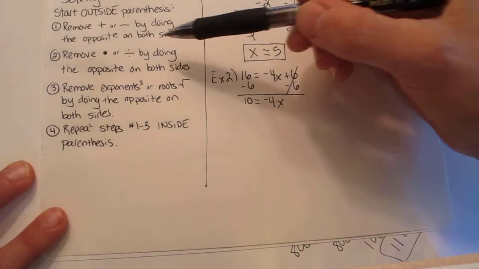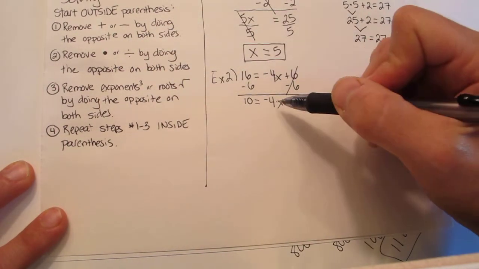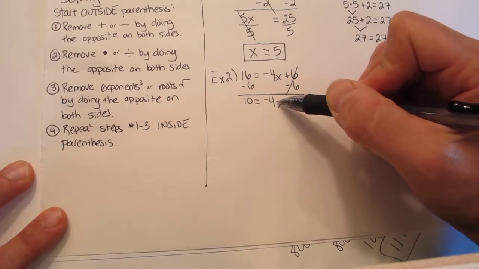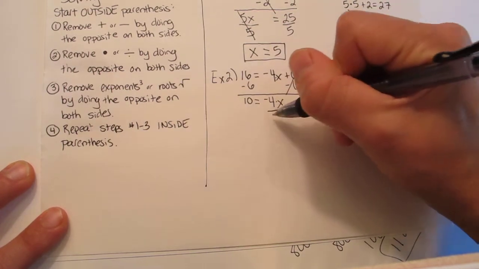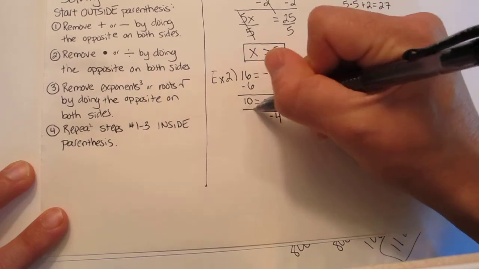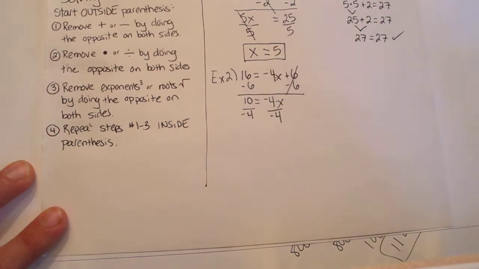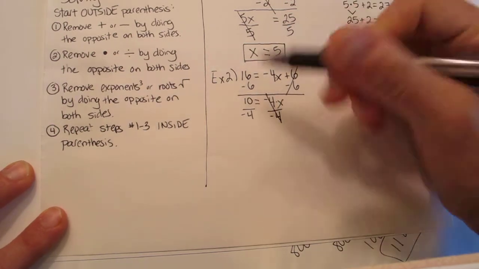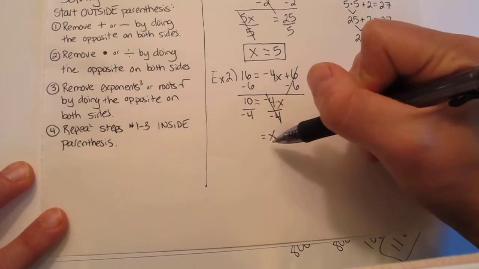So all I have to do now is remove multiplication or division, and I do have multiplication here to remove. And since this x is being multiplied by -4, I have to divide by -4. I'm doing the opposite. -4 divided by -4 is 1, and so I'm left with just 1x over here.